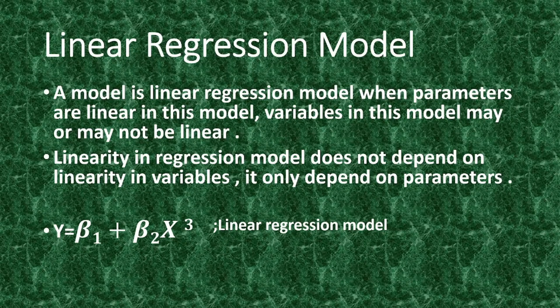In this regression function, parameters are linear but variables non-linear. We know that linearity in regression model does not depend on variables. It only depends on parameters. So in this function, parameters are linear, so this is called linear regression model.